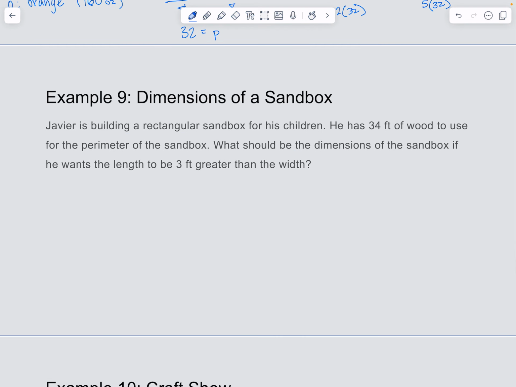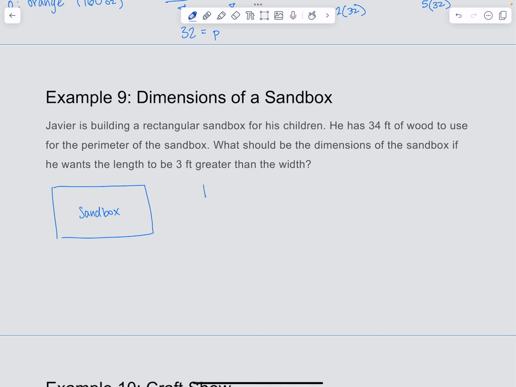Okay, here we have the dimensions of a sandbox. Javier is building a rectangular sandbox for his children. He has 34 feet of wood to use for the perimeter of the sandbox. What should be the dimensions of the sandbox if he wants the length to be 3 feet greater than the width? Let's draw a picture. We have our sandbox.